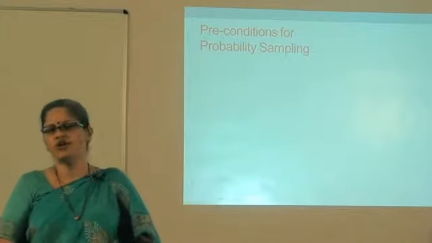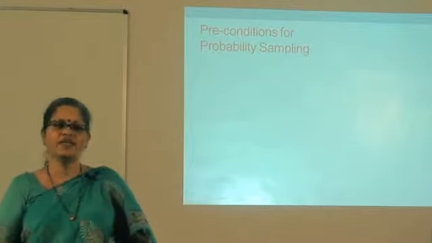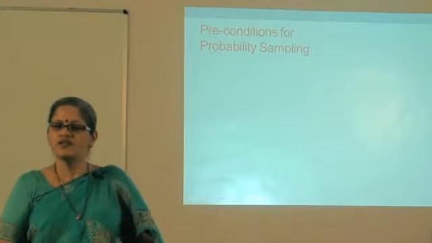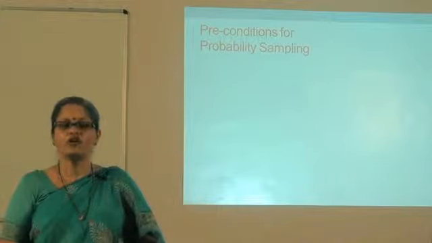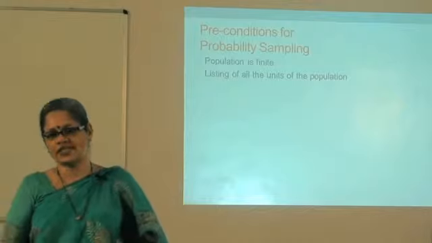Now when do we go for probability sampling? Although we are saying that probability sampling is good or it is the best, we have to know when to follow which type of sampling. So when population is finite, that means you really know the total number in the population, then you can go for probability sampling. Then listing of all the units in the population. If you have the list of all the units in the population, then you can go for probability sampling.